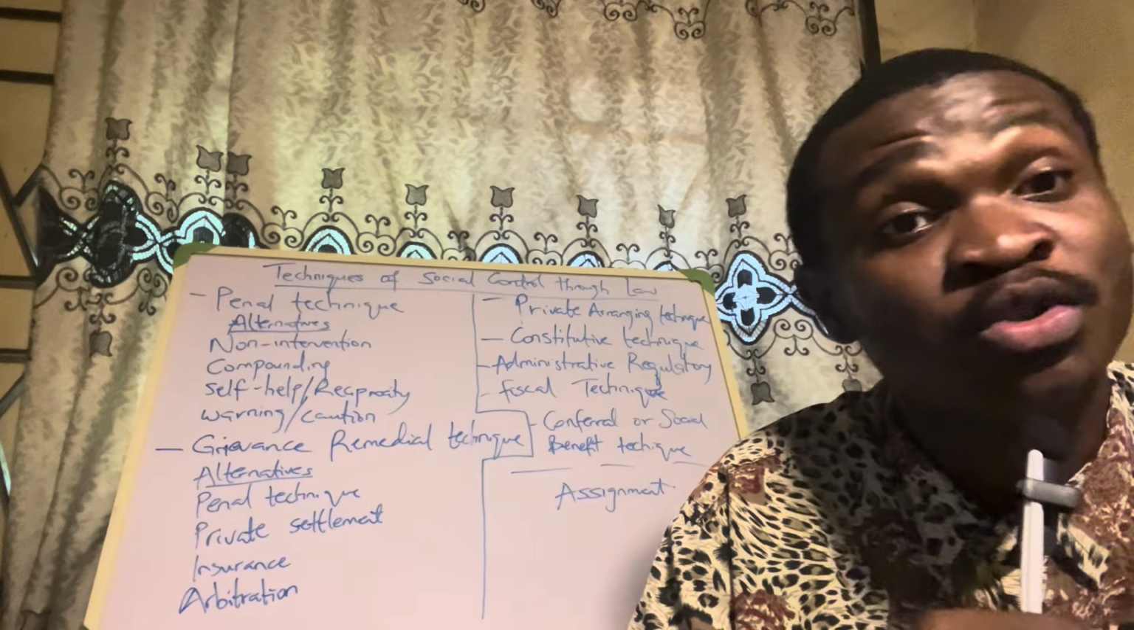Now, there are techniques of social control, not necessarily through law. I've been talking about how law controls social behavior when I used the example of stealing. But when you look at other techniques, like in Igbo land, if somebody does something that is not supposed to be, I think most of the times they do this Osu system. They will now banish you from the village. Yes, that one is an informal kind of technique.